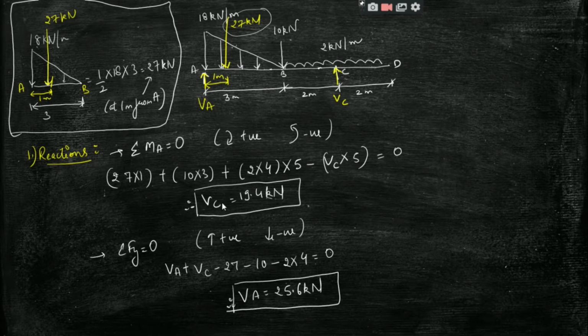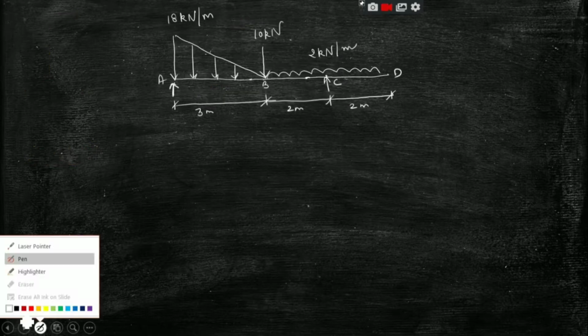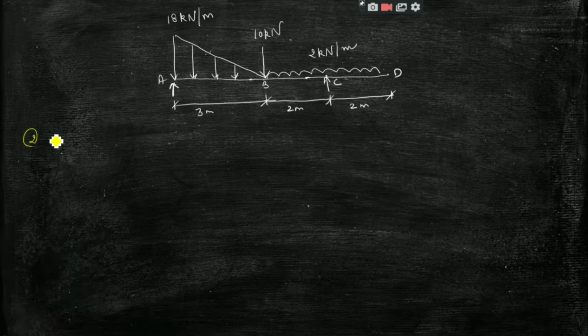Now the next part is the calculation of shear forces. So VA we calculated 25.6 and VC is 19.4 kilonewton, and we have converted this load to a concentrated load of 27 acting at 1 meter distance. So now for calculating the shear forces, I will start from A towards D.